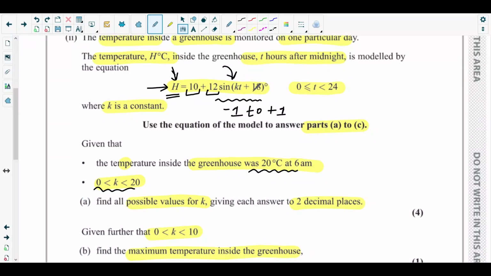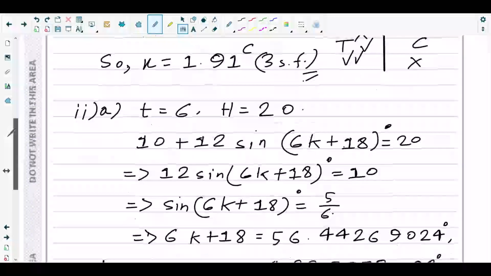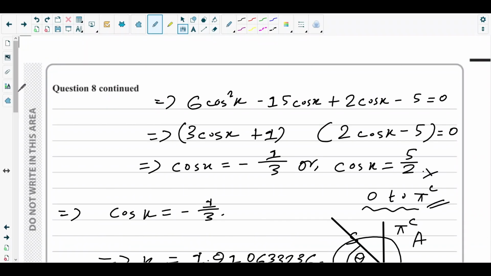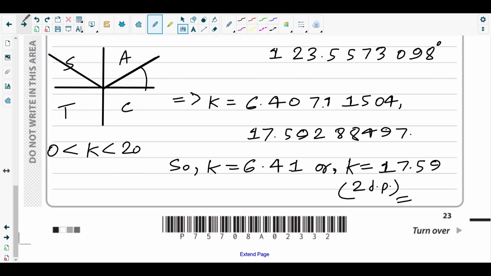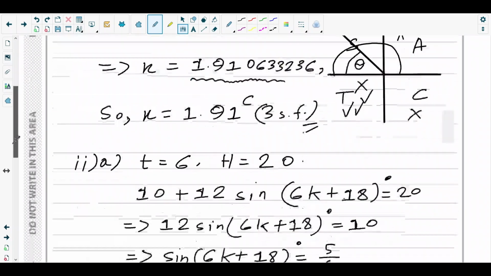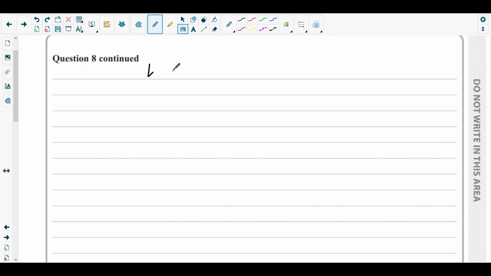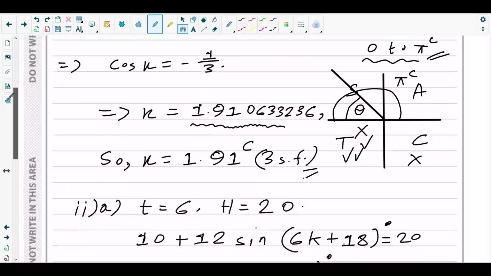The maximum value of sine theta is +1. So the maximum temperature is 10 plus 12 times 1, that is 10 plus 12, which is 22 degrees Celsius. So from question 2, the answer for part B is that the maximum temperature is 22 degrees Celsius. That's the answer for part B. Fine.